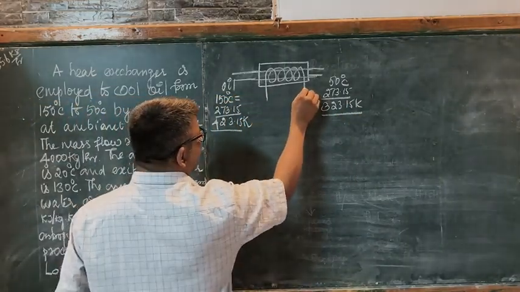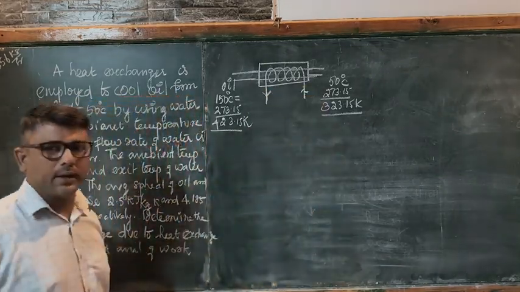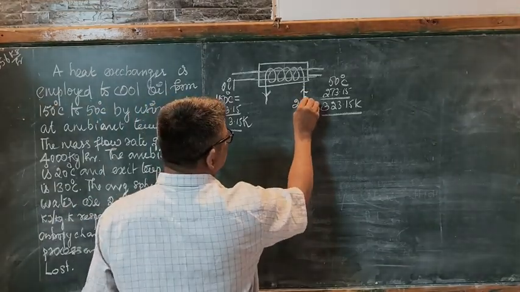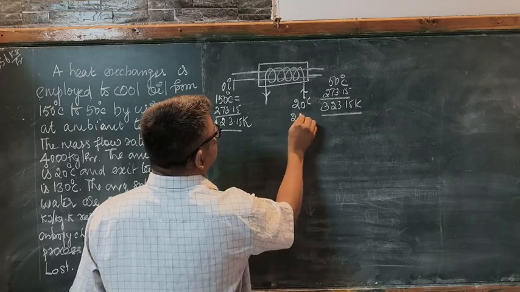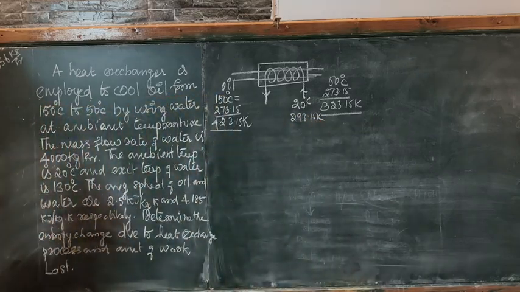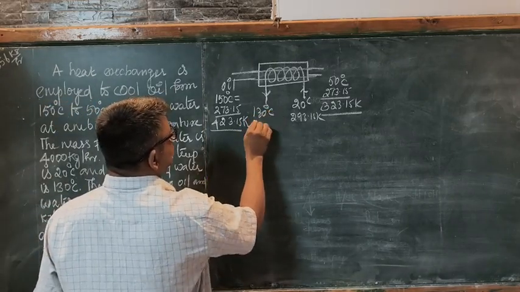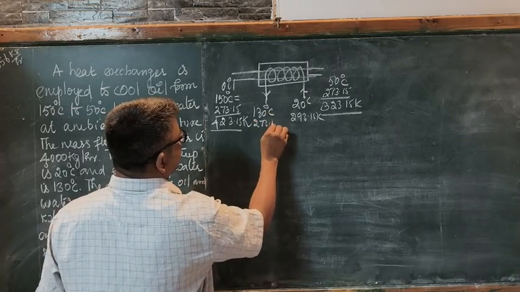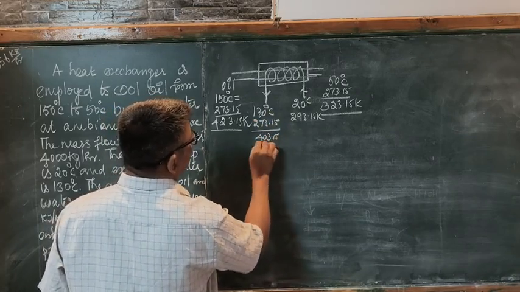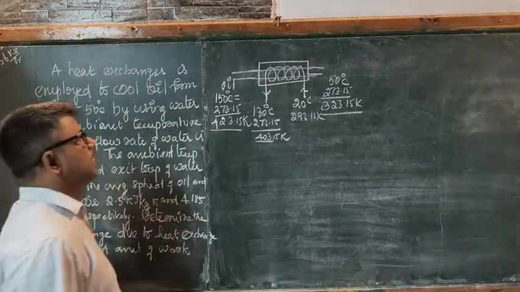Water at ambient temperature is circulated in order to decrease the oil temperature. The entering temperature of water is 20 degrees Celsius, that means 293.15 Kelvin. The final temperature of water is 130 degrees Celsius, plus 273.15, so about 403.15 Kelvin. So the initial and final temperatures are given.